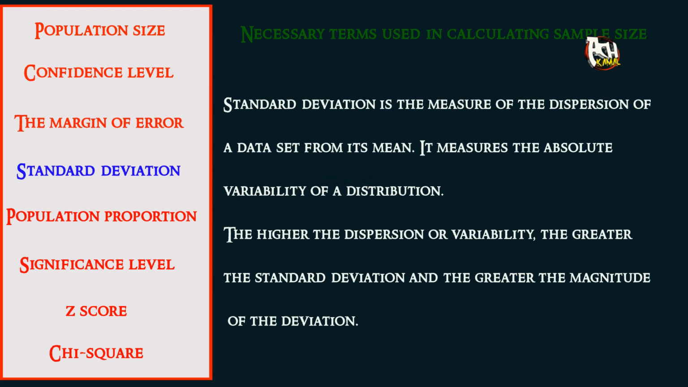Standard deviation is the measure of the dispersion of the data set from its mean. It measures the absolute variability of a distribution. It is useful in estimating and measuring the responses that researchers receive and how they vary from one another and from the mean number. The variation of expected responses is considered the standard deviation.